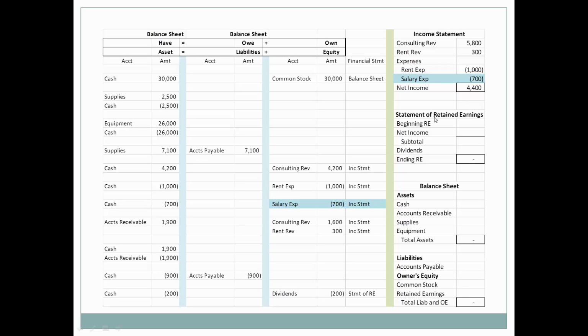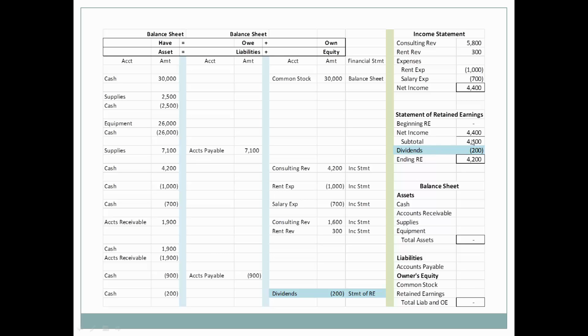Now we're ready to prepare the statement of retained earnings. Looking at beginning retained earnings, since the company just began, there's no beginning retained earnings. Now we're going to use the net income that we've retained from preparing the income statement, and that's going to be transferred into the statement of retained earnings to show the total amount that the company has earned and retained so far since inception. So net income has to be calculated from the income statement, then added to the statement of retained earnings.